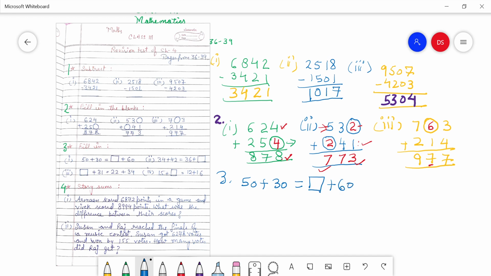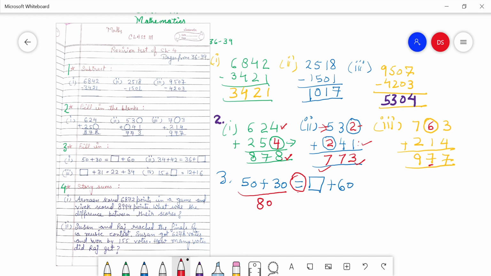The pattern is similar, but in the previous question, question number 2, the numbers were given in 1 digit, and here the numbers are in 2 digits, and we have to balance the equation. We will concentrate on the equal to sign. So the number before the equal to sign and after the equal to sign will be the same. Here both numbers are given, 50 plus 30. We will calculate it. 50 plus 30 is 80.